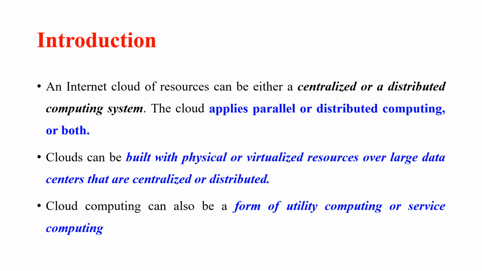So an internet cloud of resources can be either a centralized or a distributed computing system. So your cloud computing will apply either parallel or distributed computing, or it can apply both together. The clouds can be built with physical or virtual resources over large data centers that are either centralized or distributed. So your cloud computing can also be called service computing or utility computing.